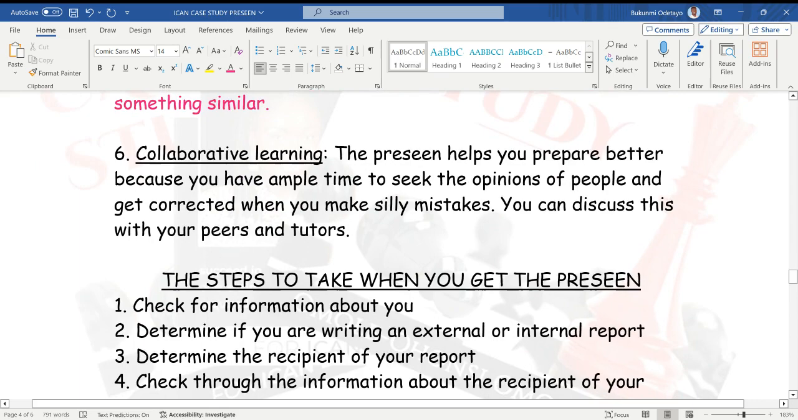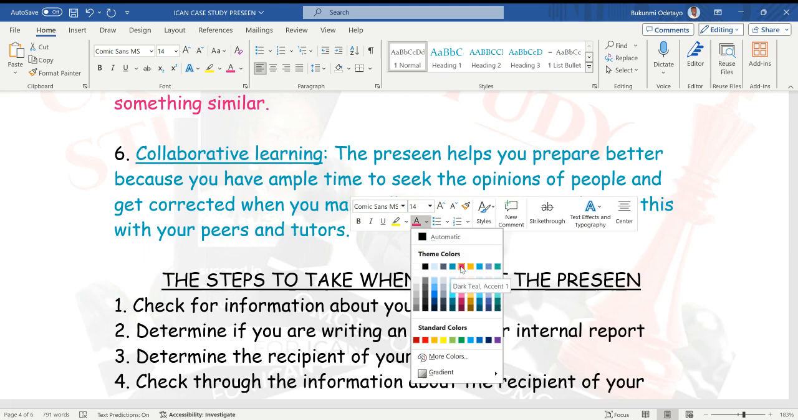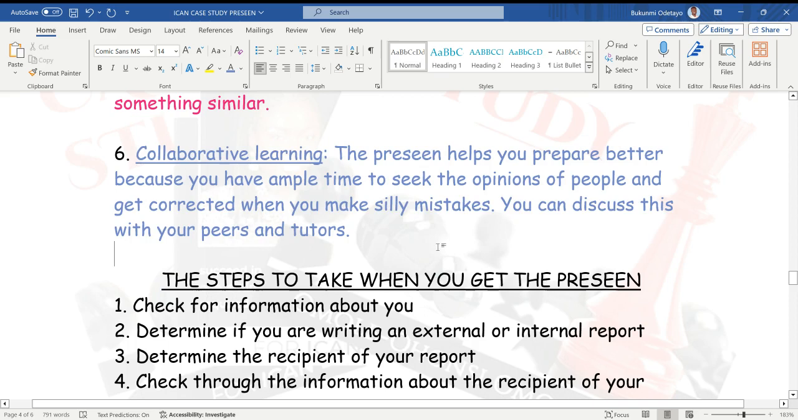Finally, another importance of the pre-seen is that it encourages collaborative learning. Please, malpractice is not advised. Ensure you prepare for your exam, and don't go there and start stretching your neck or relying on anybody. No. But if you are given the examination question before your examination, you can talk to your friends.